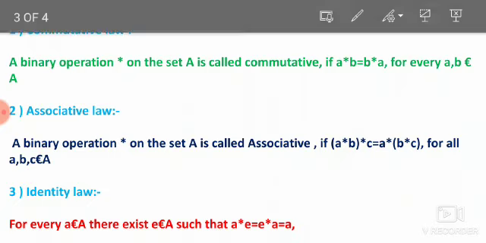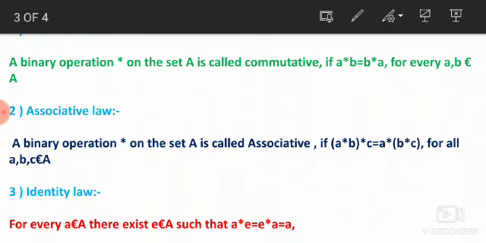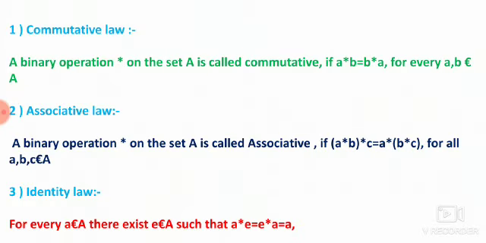Dear students, we have another law called identity law. The identity law: for every element a belonging to capital A, there exists another element e belonging to capital A, such that a star e is equal to e star a, which is equal to a. Then e is called the identity element in a given set. Such law is called an identity law.